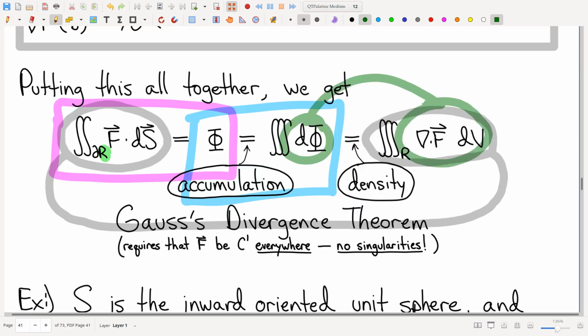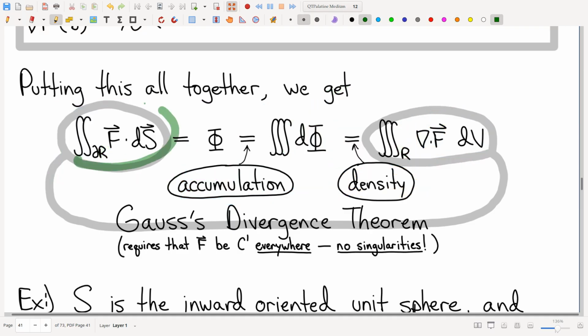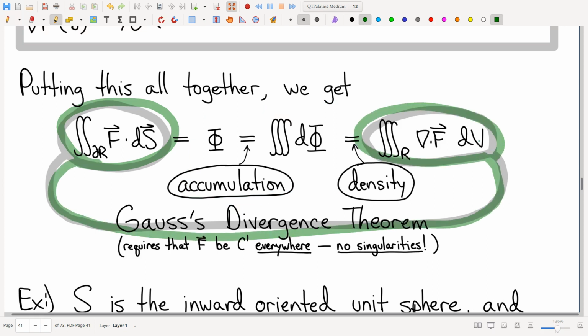Any sort of stuff has an associated density. Divergence, of course, is that density. And bam, we've got ourselves a theorem. And this is called Gauss's divergence theorem. Or, again, Gauss's theorem; the divergence theorem goes by several different names.